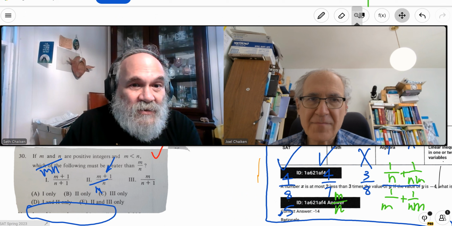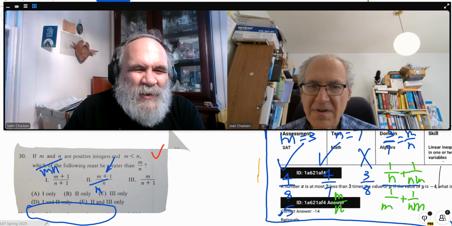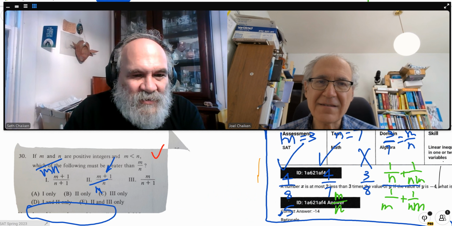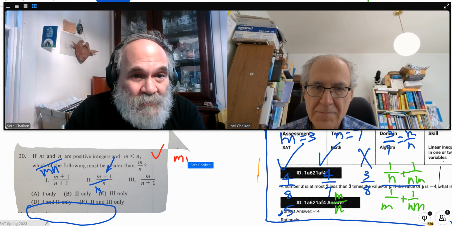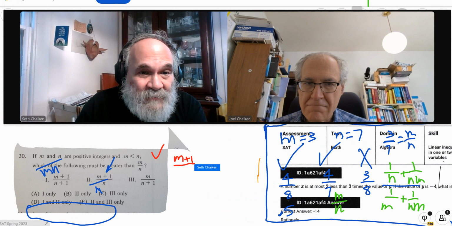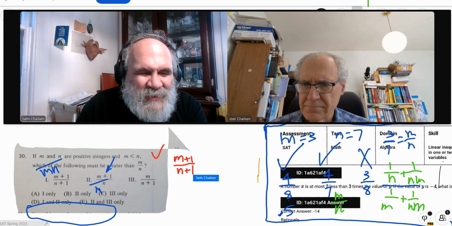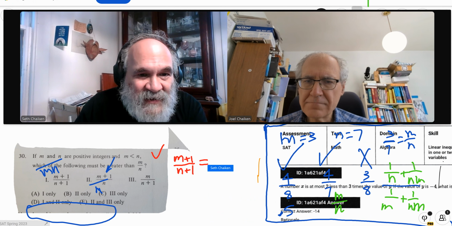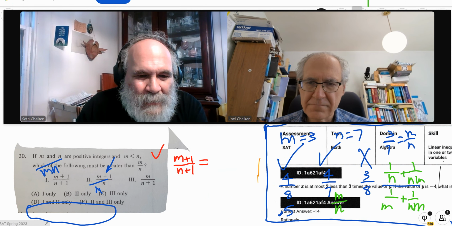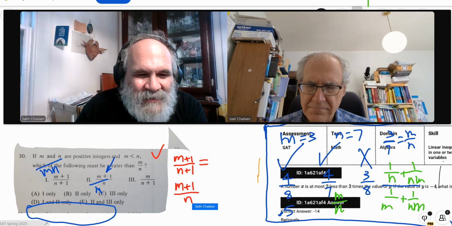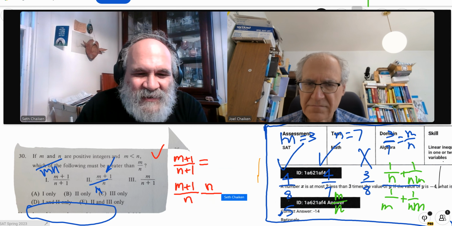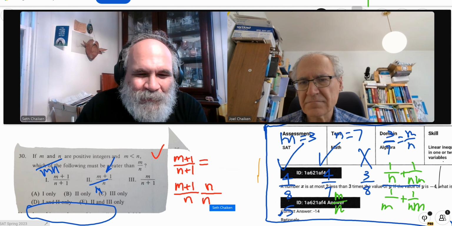So should I write between the gray and the blue? Yes. So here's our m plus 1, n plus 1. Okay, so let's write that as n plus 1 divided by n, times n, right? And then divide n plus 1. Hmm. Clever.